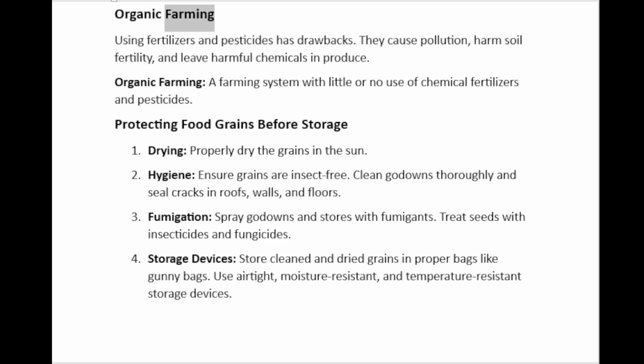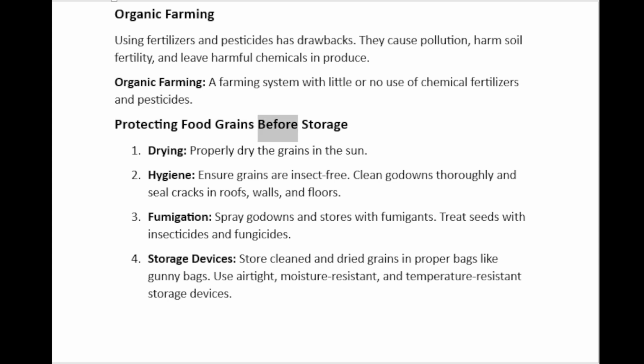Organic farming. Using fertilizers and pesticides has drawbacks. They cause pollution, harm soil fertility, and leave harmful chemicals in produce. Organic farming is a farming system with little or no use of chemical fertilizers and pesticides.